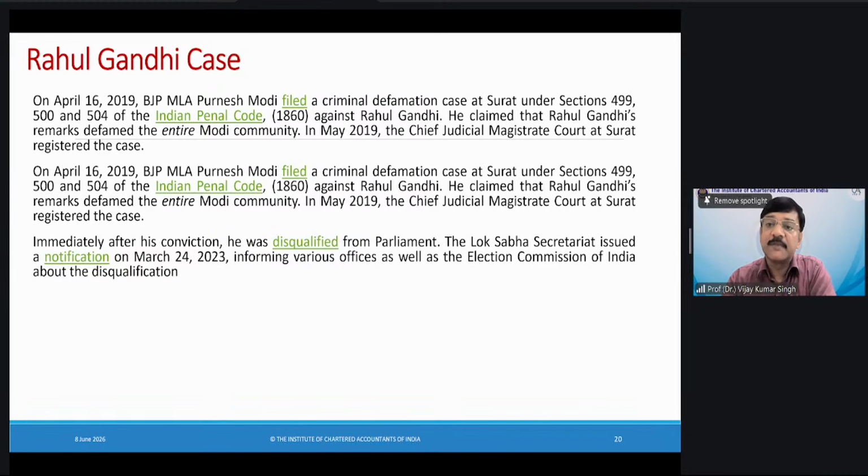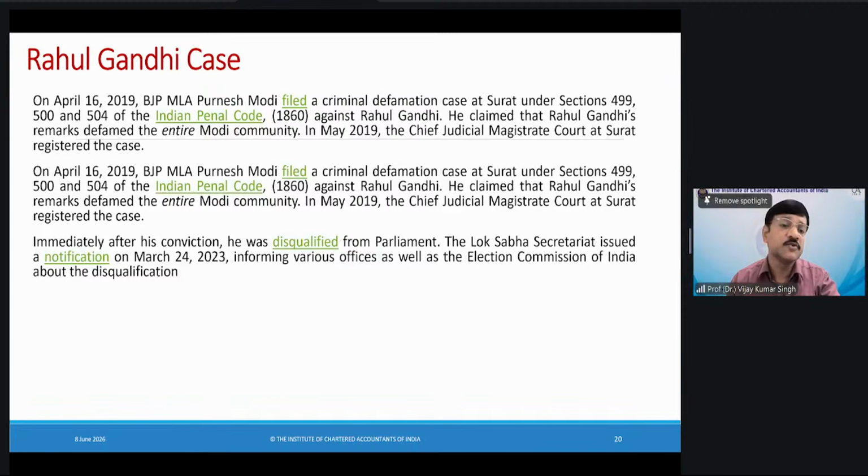And the High Court also upheld that punishment, in the Gujarat High Court. Now see, there is a provision under the parliament which says that if someone is punished for 2 years or more, then that amounts to disqualification of the member of parliament from his position. As soon as the High Court's judgment came and it was upheld that he has been punished for 2 years, then immediately after his conviction, the parliament disqualified him.